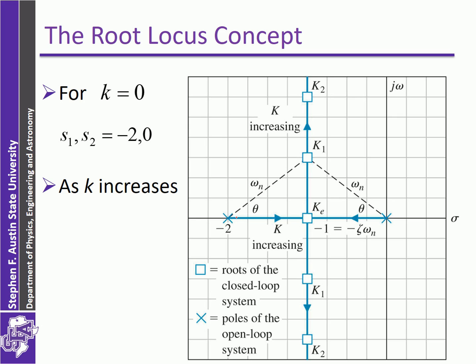So if you think about the vectors that are required to go from one root to the other root, the vector going from the root at 0 to the root at -2 is a vector that has an angle of how much? 180 degrees. And the vector that goes from 0 to 0 has an angle of 0 degrees. So you can see the sum of the angles makes up 180 degrees.